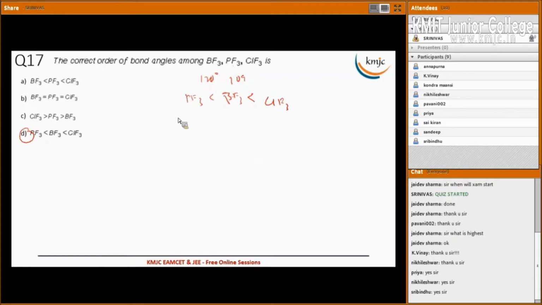When we talk about hybridization, BF3 hybridization is sp2, while in the case of PF3 hybridization is sp3, and ClF3 hybridization is sp3d. Okay, so this makes the answer D. Next question.